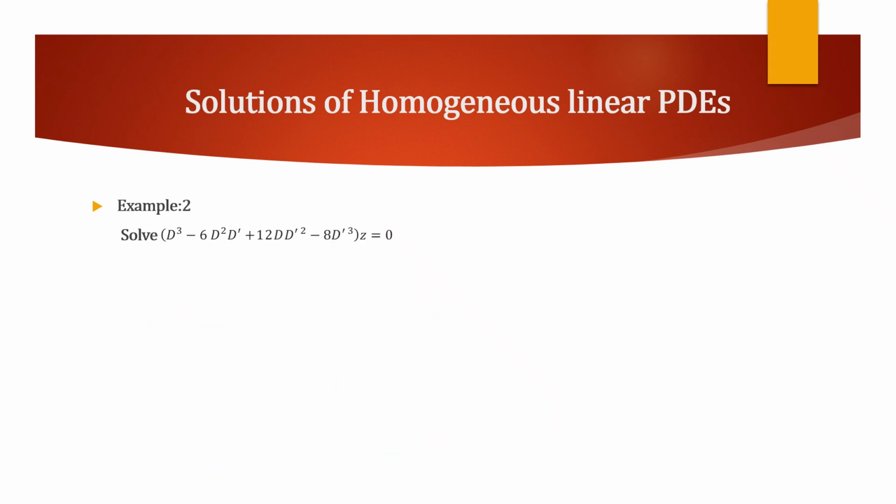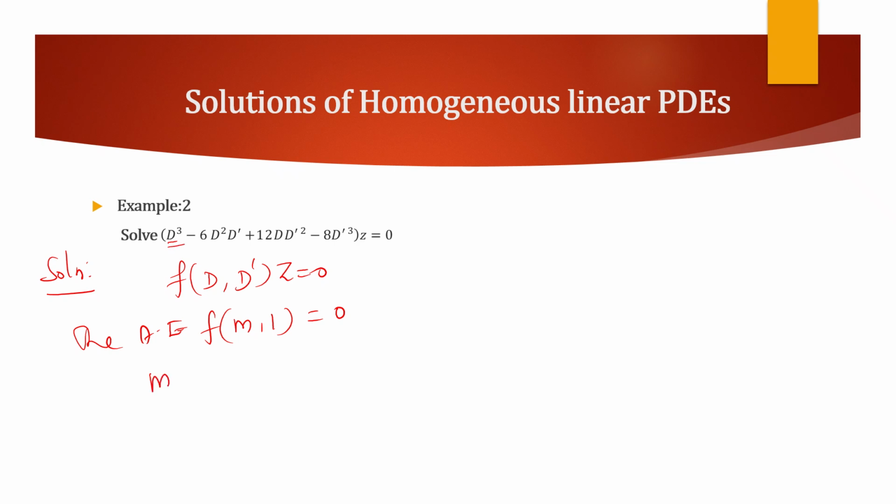So this is our second example. Here we have to solve D cube minus 6D square D dash plus 12D D dash square minus 8 D dash cube into z is equal to 0. So we have our equation in the form f of D comma D dash into z is equal to 0. First we have to write the auxiliary equation, f of m comma 1 is equal to 0. Here we are replacing D by m and D dash by 1. So we get m cube minus 6m square plus 12m minus 8 is equal to 0.